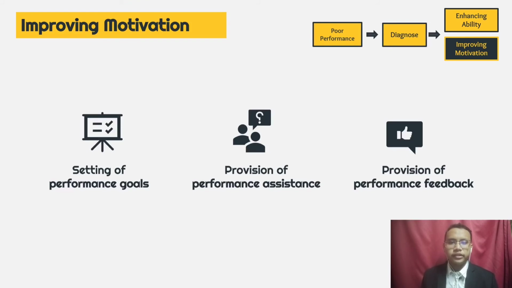Second is provision of performance assistance. When we have set up appropriate goals, we need to help our team members to succeed by regularly assessing their abilities and taking action when needed. Okay, third one, provision of performance feedback. People need feedback on their efforts.